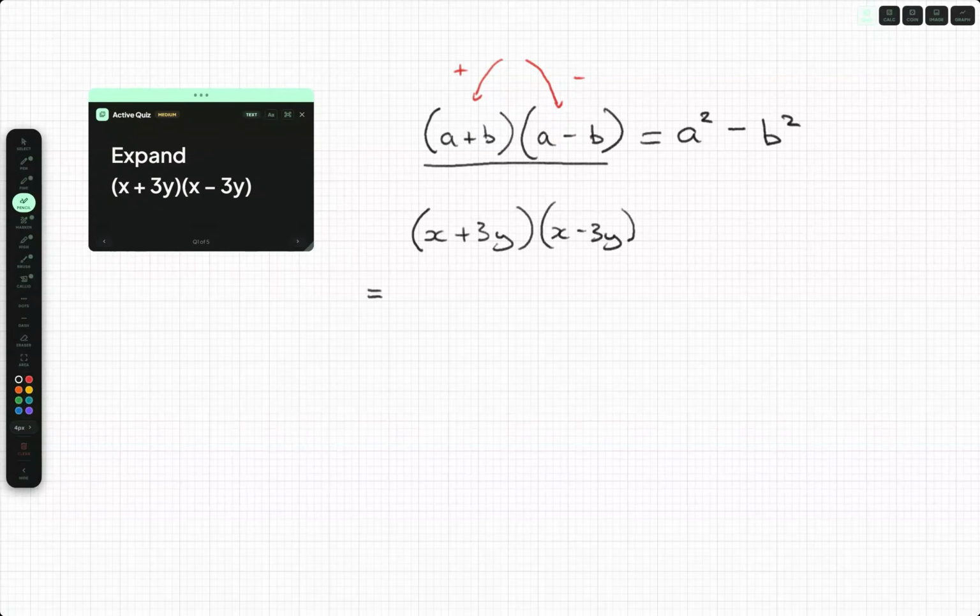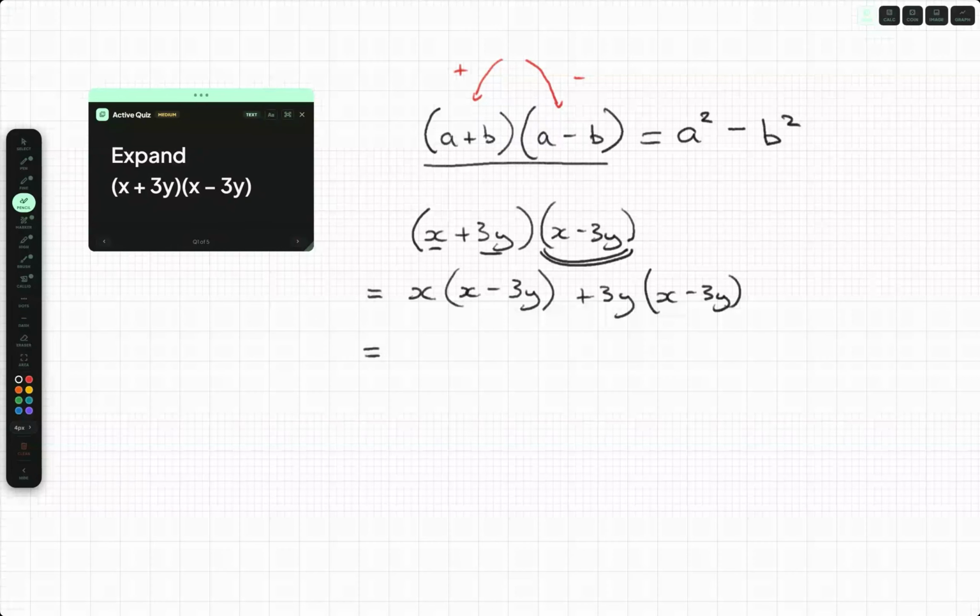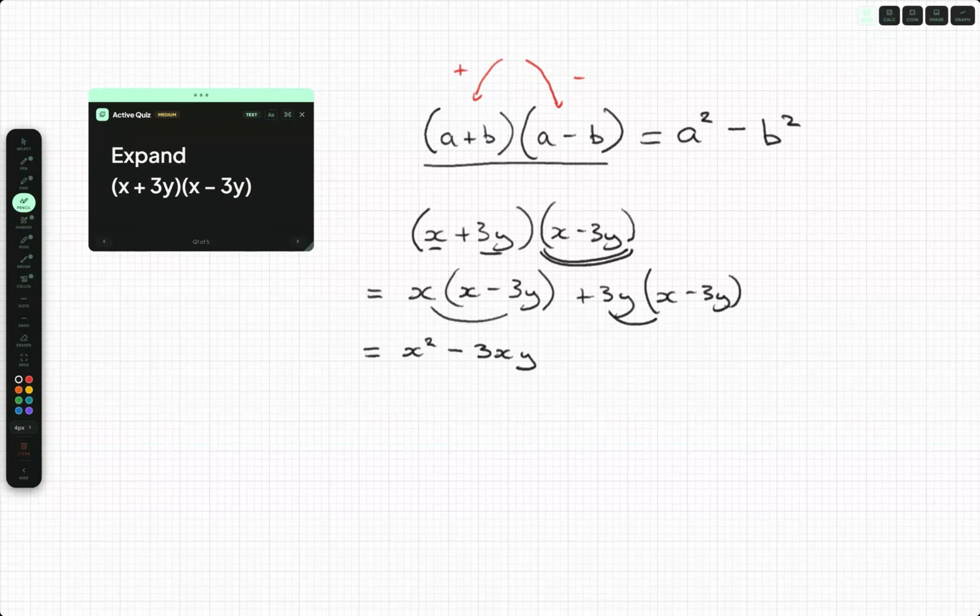All right, so if you remember, when we are multiplying two binomials together, we can treat them as two separate expansions, where we take one term, multiply it by the whole lot, and then we take the second term and multiply it by this second binomial. Right, x times x, well that's x to the power of 2. X times negative 3y is minus 3xy. 3y times x is plus 3xy. And then 3y times negative 3y is going to be a negative 9y to the power of 2.